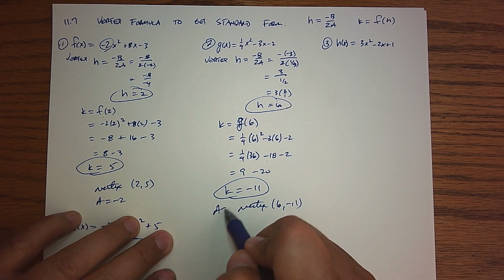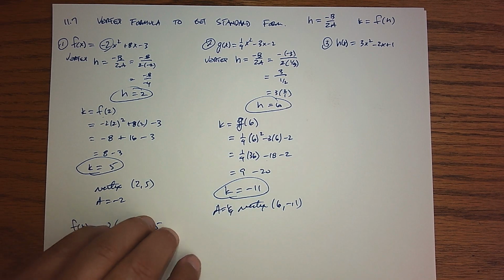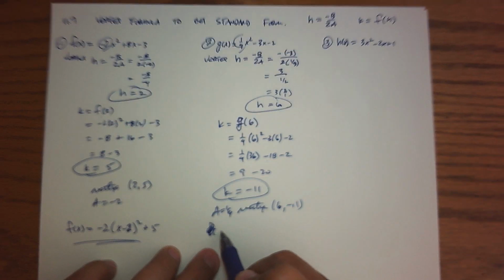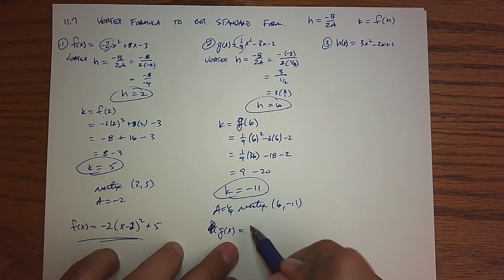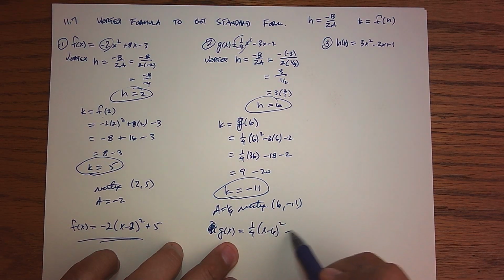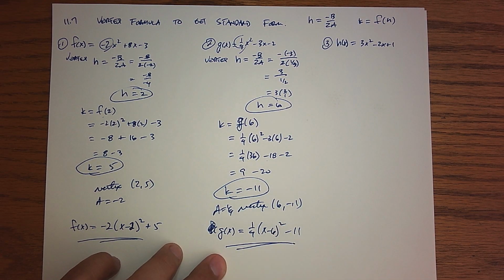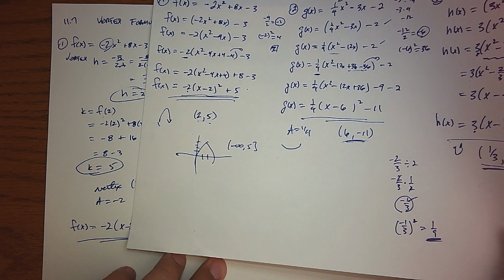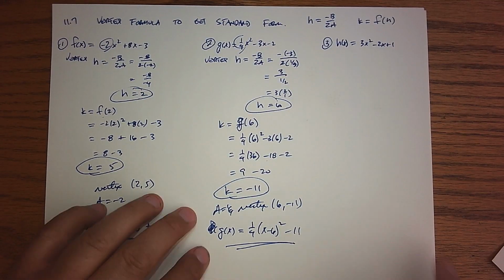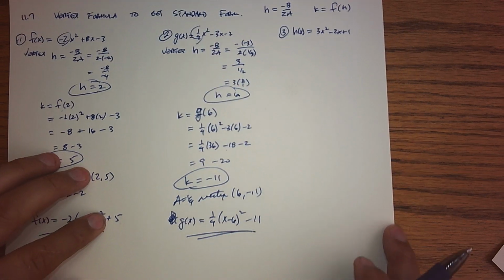And we knew that our a was 1/4. That's the lead coefficient. So my standard form is 1/4 times x minus 6 squared minus 11, which again is exactly what we got when we did it the completing the square way. So we got something that definitely works with maybe half the work.